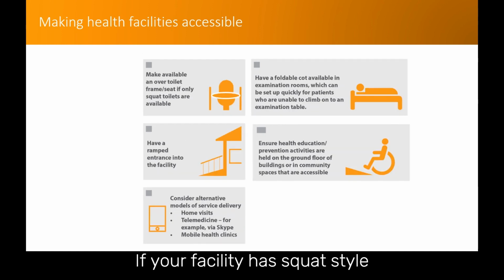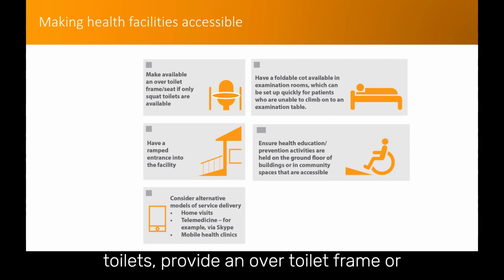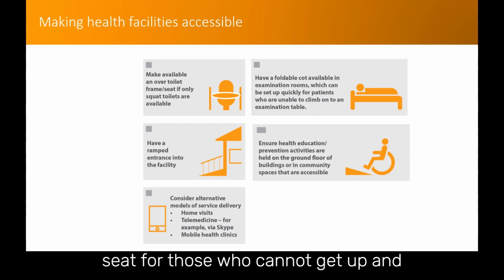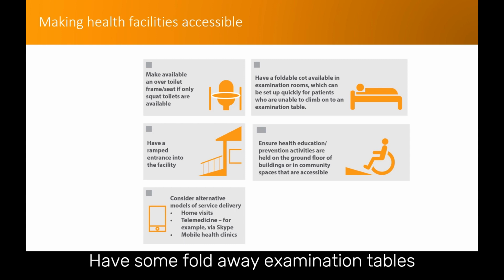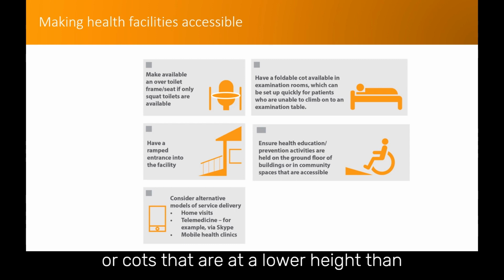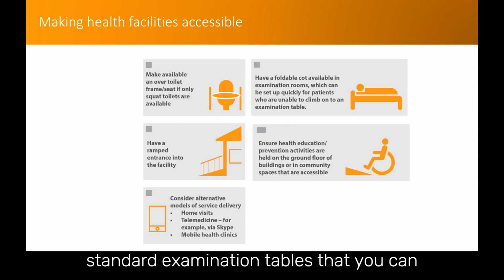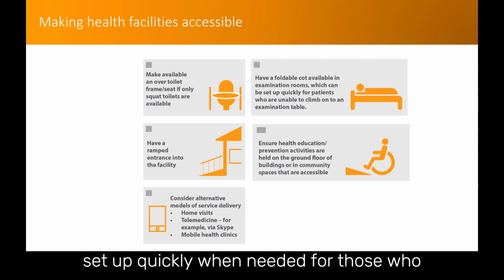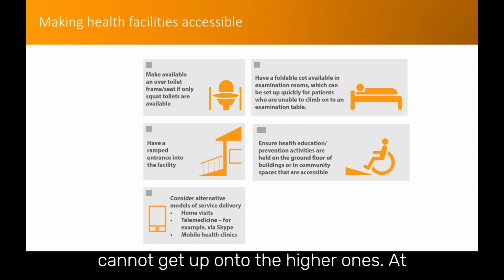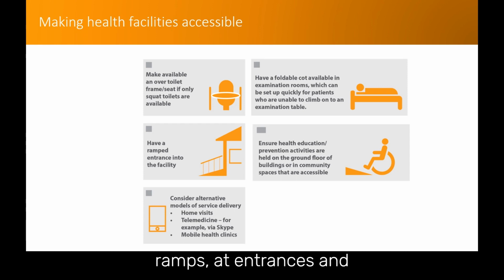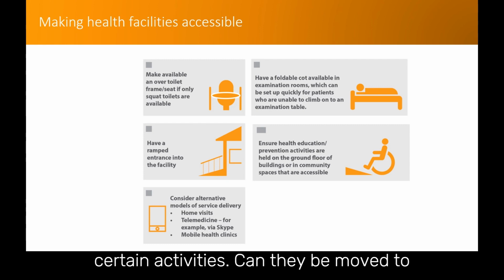If your facility has squat-style toilets, provide an overt toilet frame or seat for those who cannot get up and down easily from a squatting position. Have some fold-away examination tables or cots that are at a lower height than standard examination tables that you can set up quickly when needed for those who cannot get up onto the higher ones. Add ramps at entrances. And finally, think about where you hold certain activities.